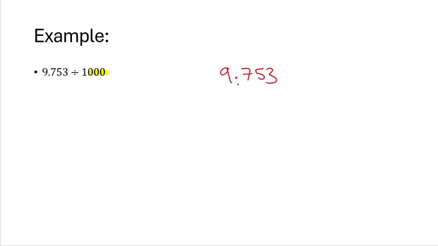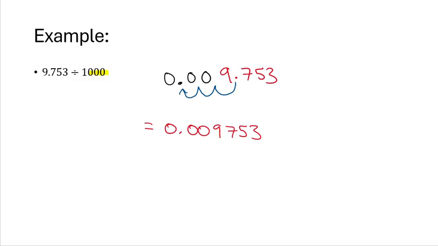1, 2, and 3. Just like so. Put my dot there. And then fill the rest with zeros pretty much. So 0, 0, 0. So my final answer is just 0.009753, like so.